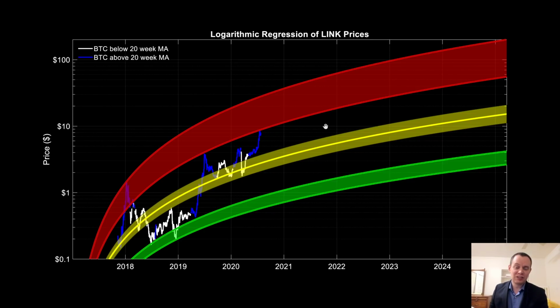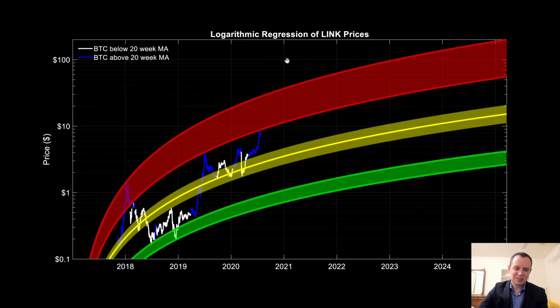Now, one of the things I should say about this regression chart is that at the end of the day, these are just imaginary lines. We have very limited data for Link. It hasn't been around for an entire bull market. We don't know its true potential.